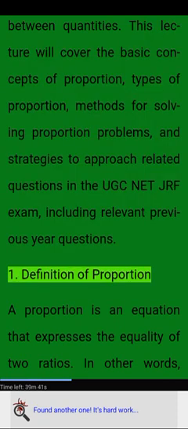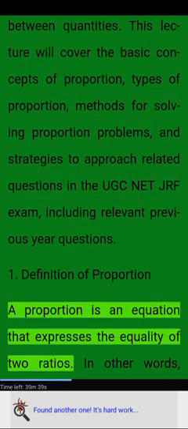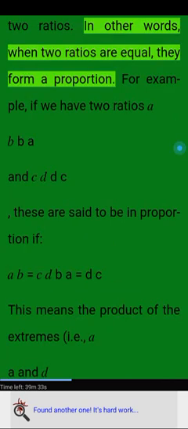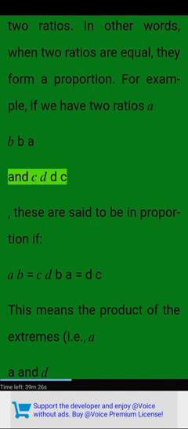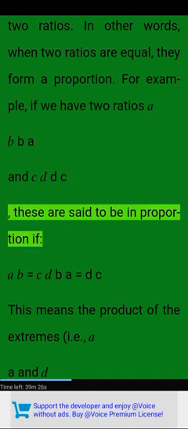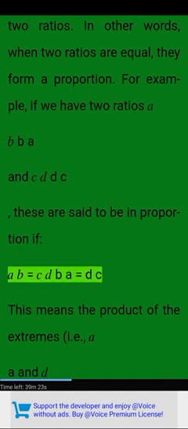1. Definition of proportion. A proportion is an equation that expresses the equality of two ratios. In other words, when two ratios are equal, they form a proportion. For example, if we have two ratios a/b and c/d, these are said to be in proportion if a/b equals c/d.